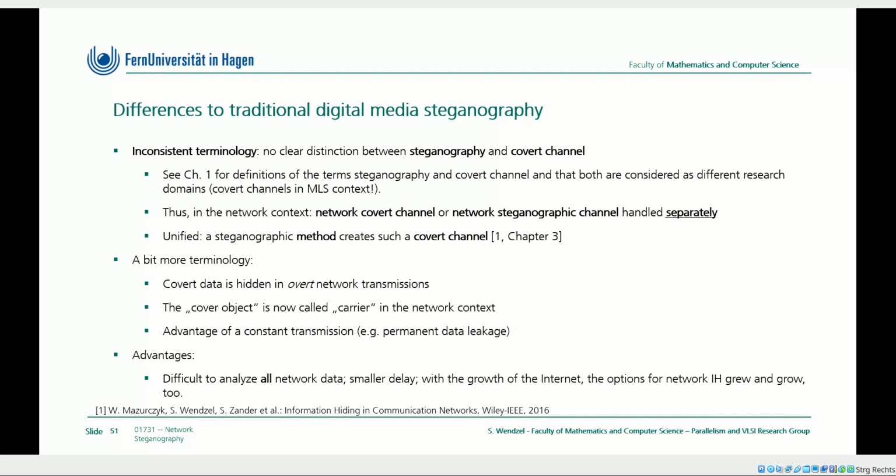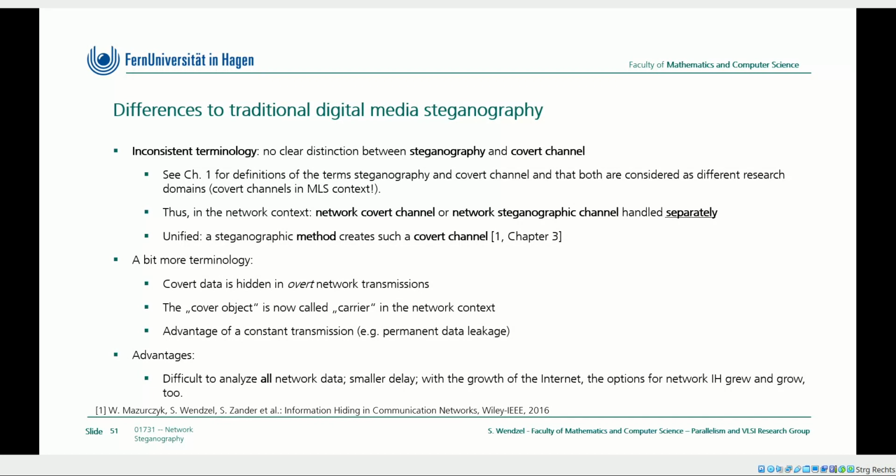A bit more terminology here. So when we have some covert data, then it's the carrier, and we place the covert data in it. The cover object is now called at least often a carrier. Sometimes we also just speak of a network flow, network packet, and so on, frame, segment, or datagram, depending on the protocol and context. And we have the advantage of a constant transmission, so we can achieve permanent data leakage. This is, however, what I already explained in chapter 1.